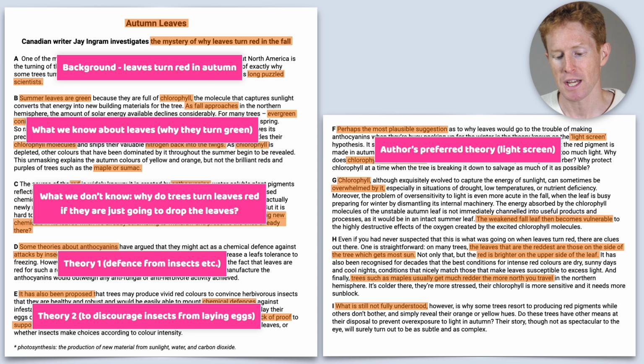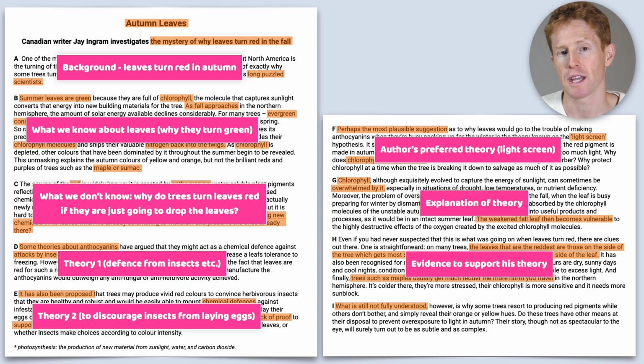In paragraph G, the author explains this theory. In H, the author gives some evidence to support this theory. And then I is basically a conclusion where the author suggests some other questions that we could look at.